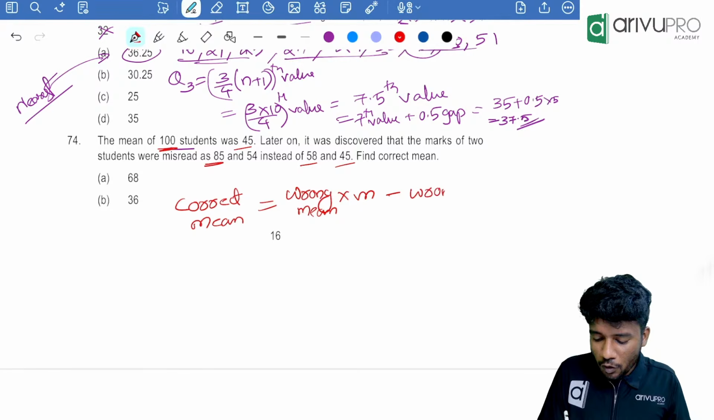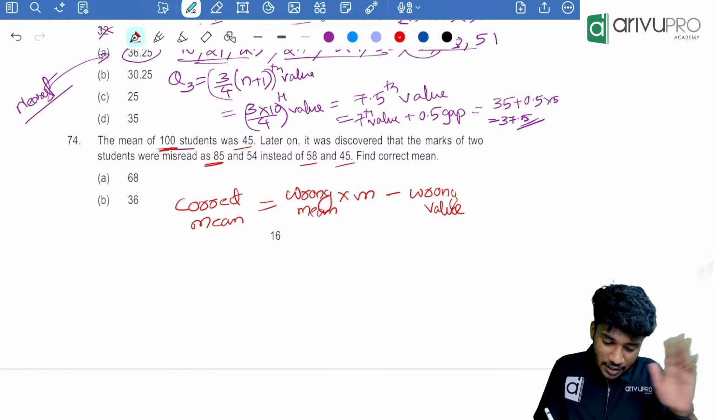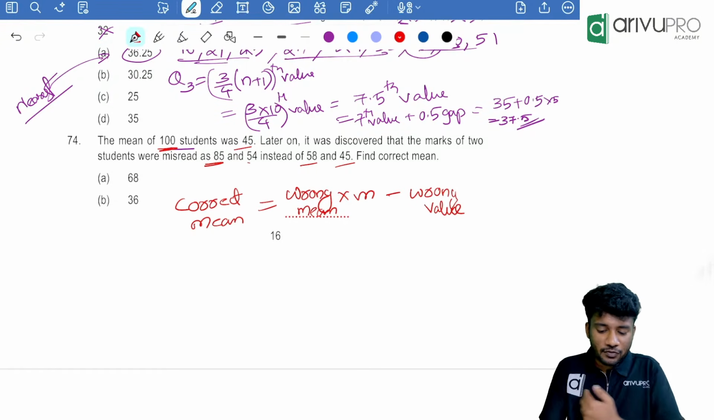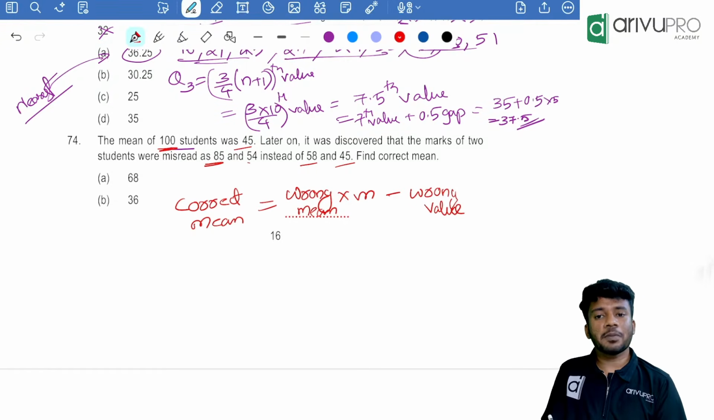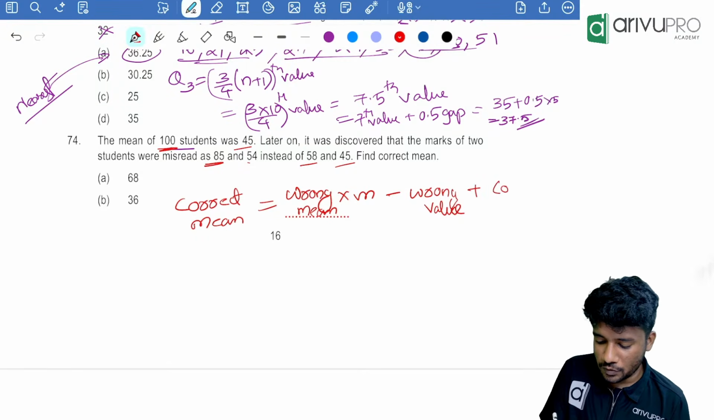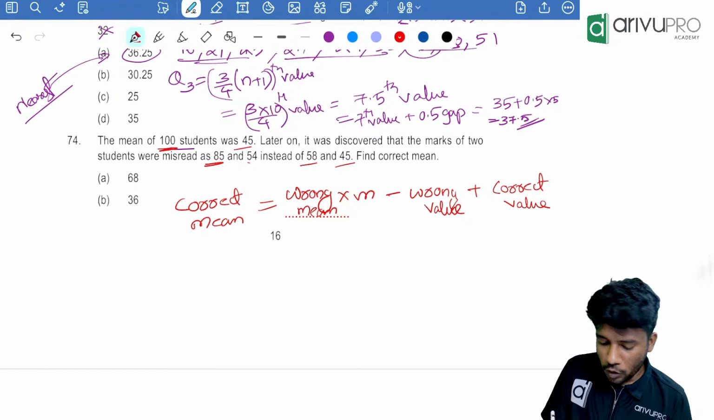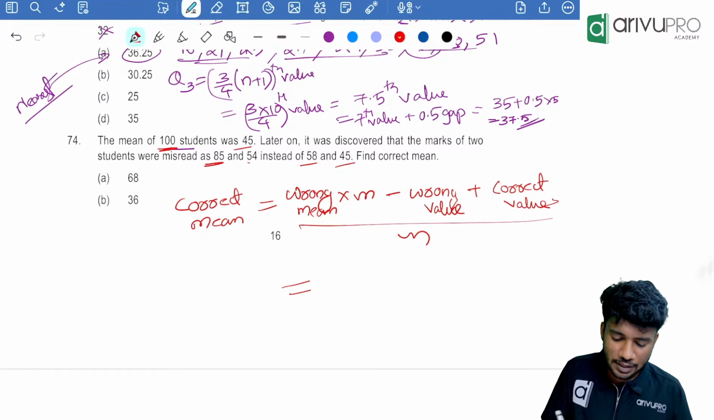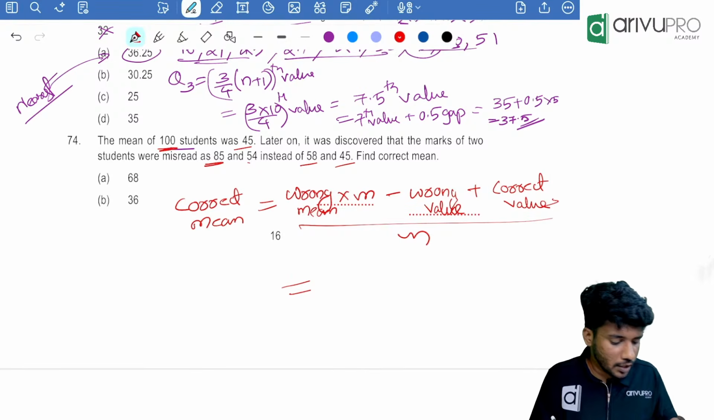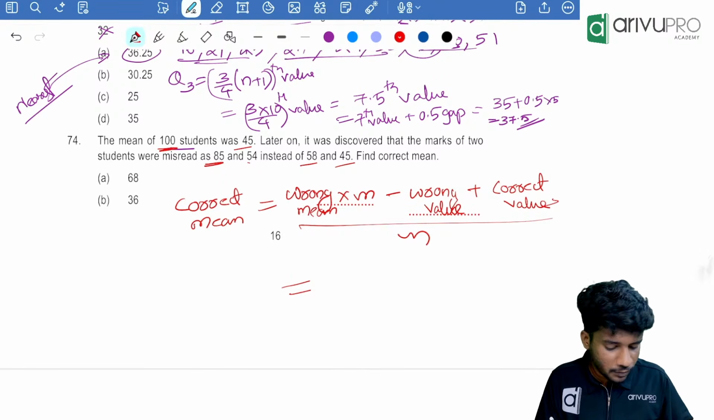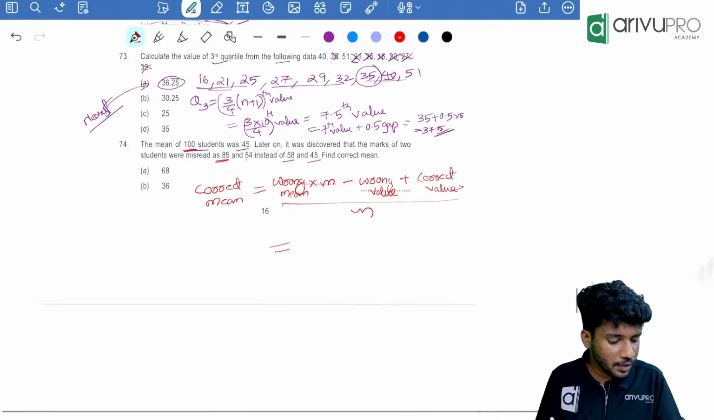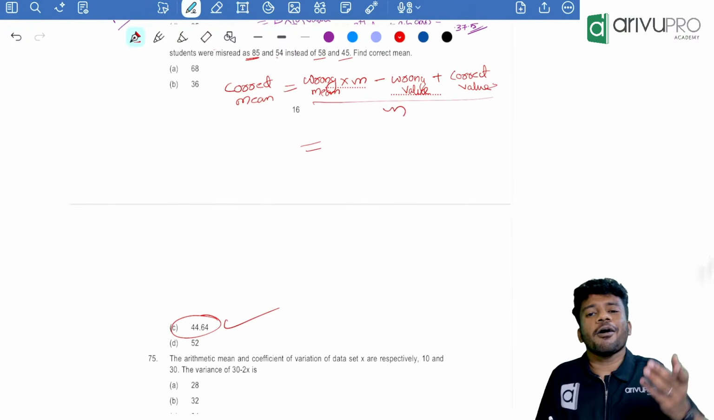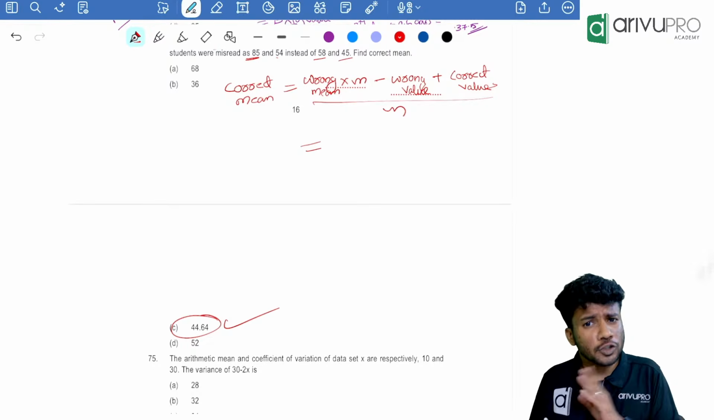Minus, we need to reduce the wrong values, whichever are taken as wrong. Which are taken as wrong? The misread 85 and 54. We need to reduce it as minus 85 minus 54. Then plus, which are the correct values? We need to add the correct values. Don't even write anything over here, directly get the answer in the calculator. 100 into 45, then minus 85 minus 54 plus 58 plus 45 divided by 100. How much is the answer, people? 44.64 is the answer. Option C is the answer. Just use the calculator, don't do anything else.